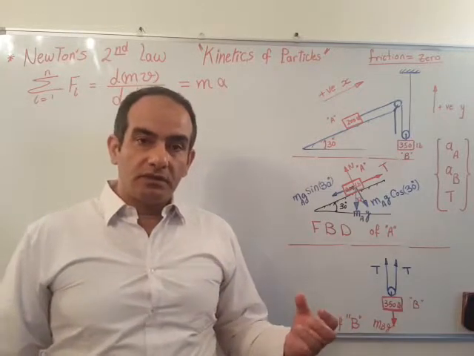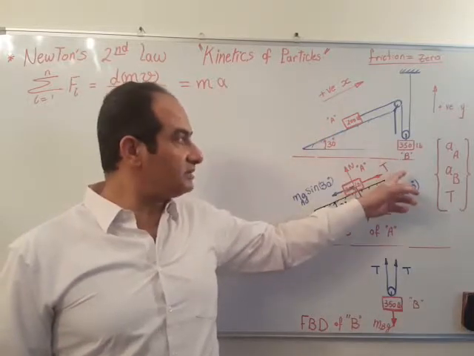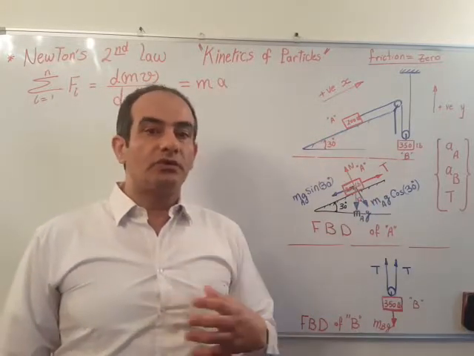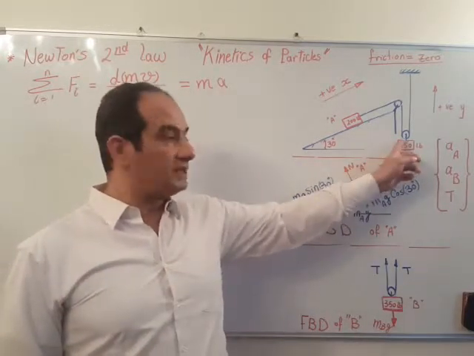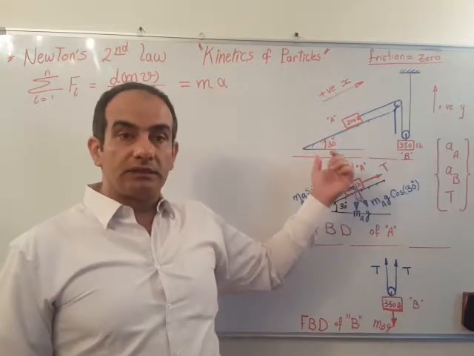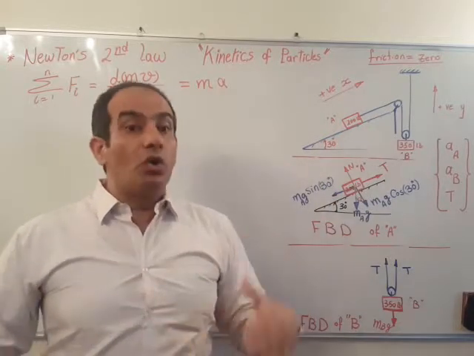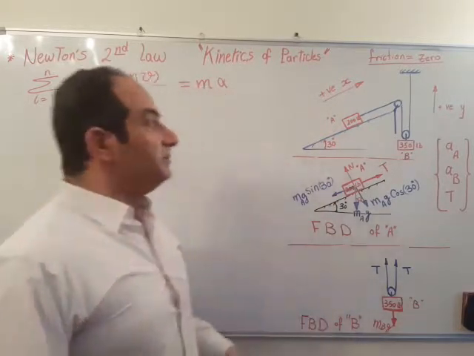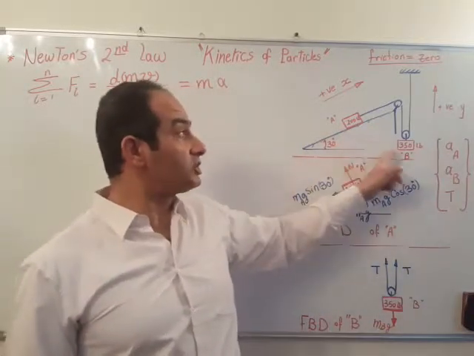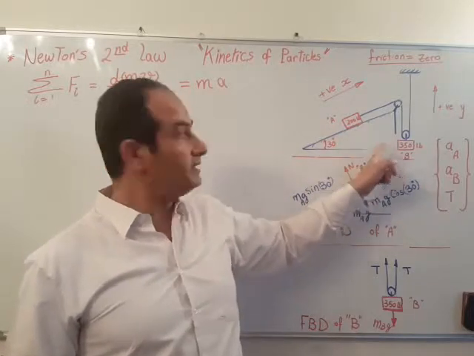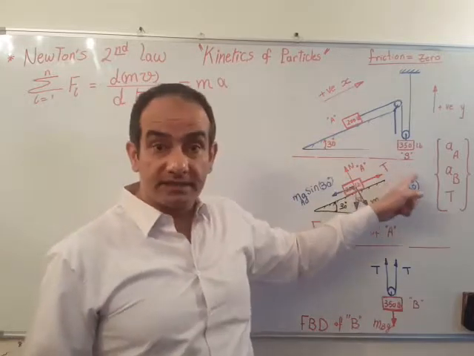What is given? We know the mass of A and the mass of B. Also, we know that there are no friction forces between the string and the pulley and between mass A and the inclined surface. What is required in this problem? They are asking us to calculate the acceleration of each of these two masses. We need to calculate the acceleration of mass A and the acceleration of mass B.